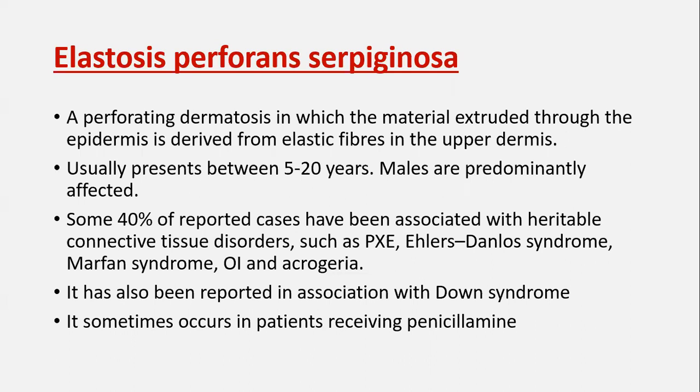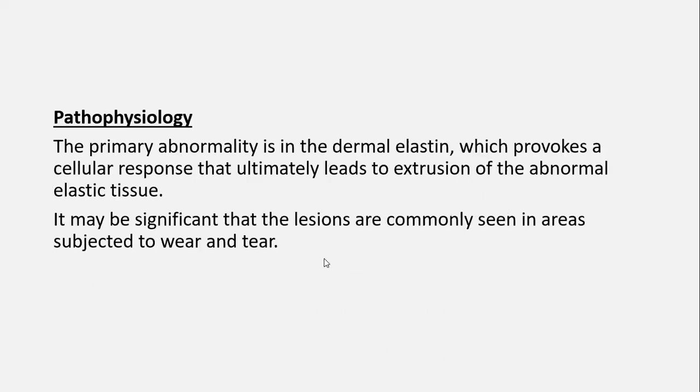Then elastosis perforans serpiginosa. It's a perforating dermatosis in which the material extruded through the epidermis is derived from elastic fiber rather than from the collagen, and present between 5 to 20 years, rather younger presentation, and males are predominantly affected. Some 40% of the cases are associated with heritable connective tissue disorders like pseudoxanthoma elasticum, Ehlers-Danlos syndrome, Marfan syndrome, osteogenesis imperfecta, and acrogeria. And it is also reported in association with Down syndrome and sometimes in patients receiving penicillamine.